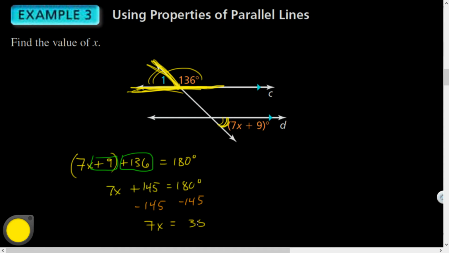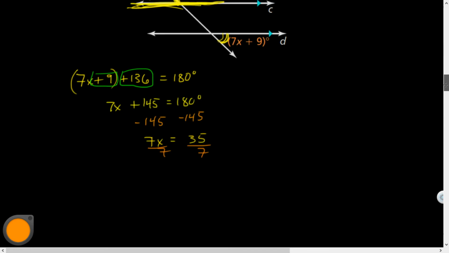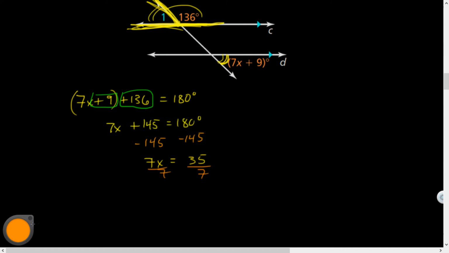Looks like 35. Oh, guys, look at this. They set us up for success. Divide by 7, both sides. Scroll bar. And I've got x is equal to 5.